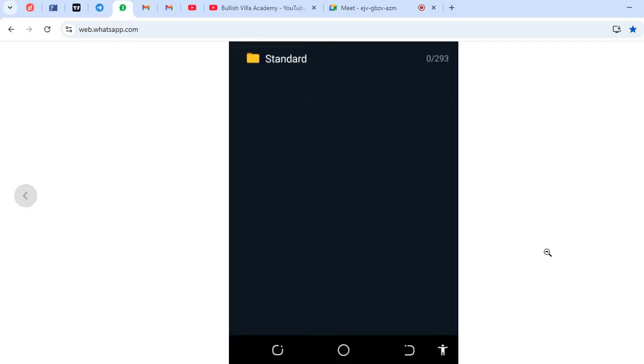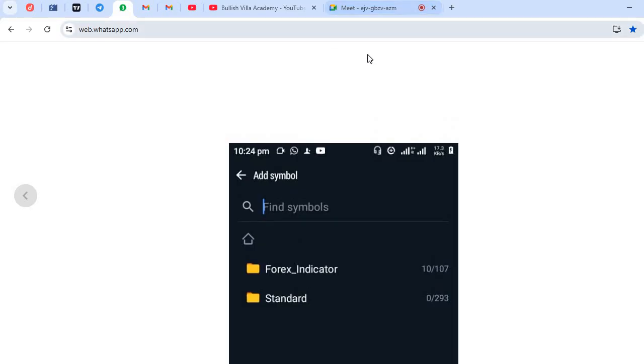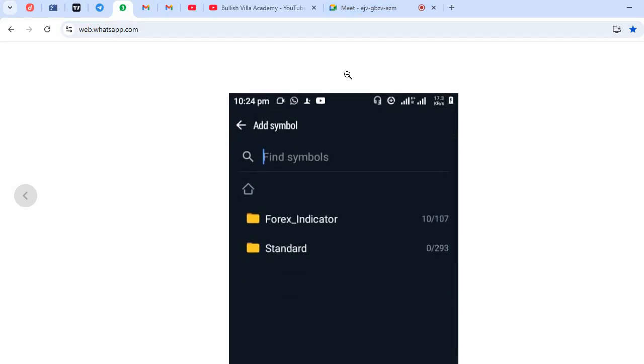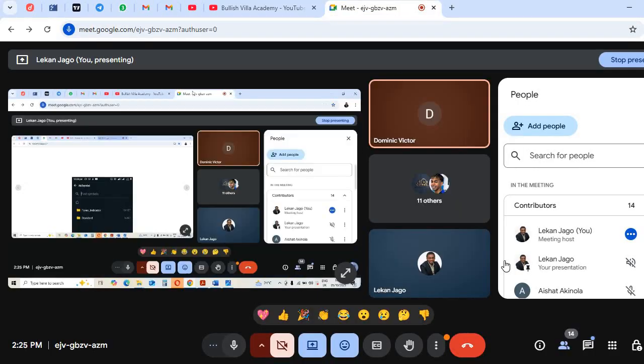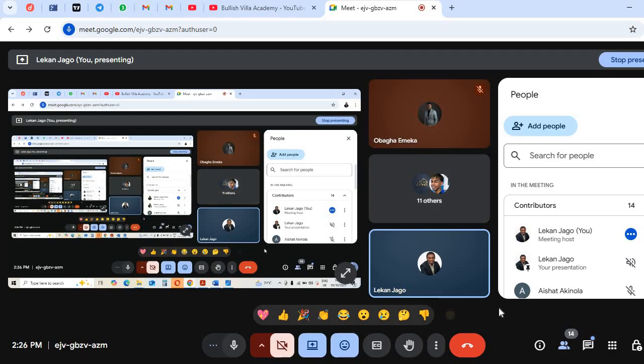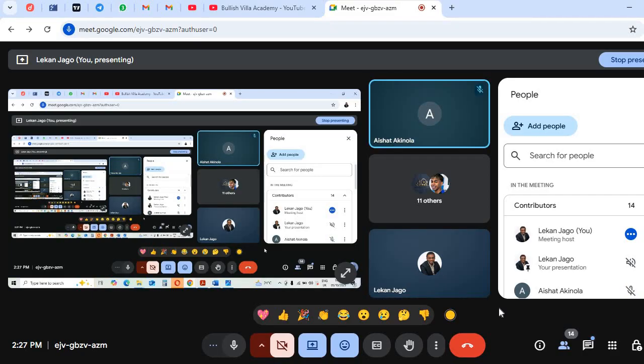Have we all typed BTC now? Do we now have BTC USD? How many of us don't have BTC USD? Let me know. Or how many of us have not gotten it? Have we all gotten it? No, it's not showing.